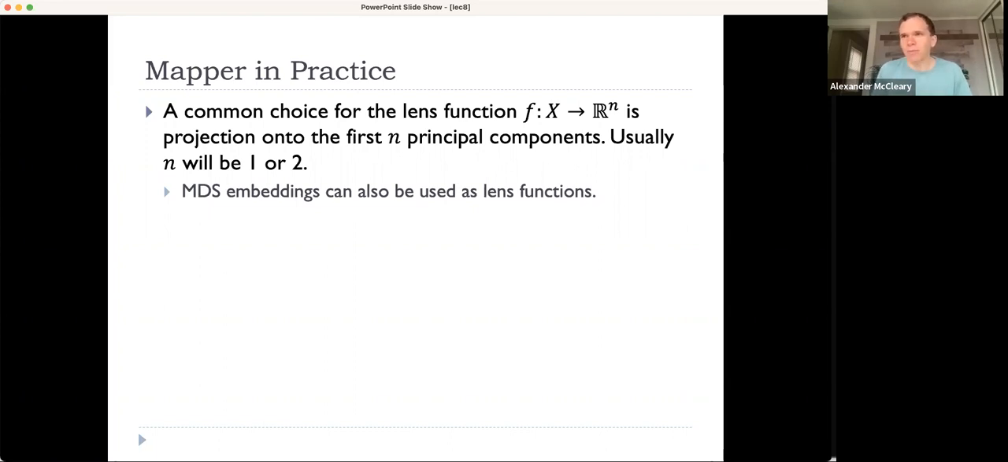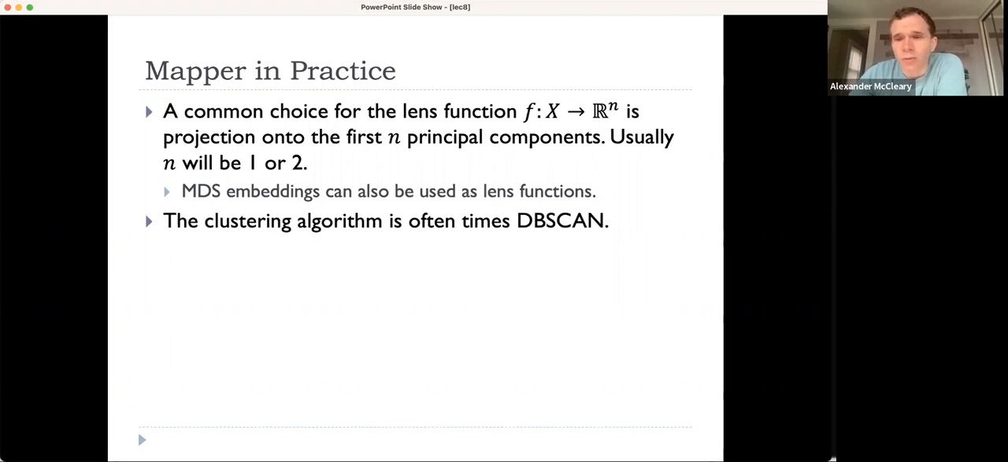We want mapper to be accomplishing dimensionality reduction, so if we take n to be large, we're not going to get that. Of course, it'll capture more information, but it'll be harder to interpret. There's a whole bunch of choices you can use for lens functions. We're not going to go into those, but a common one is just projecting onto the first principal components.